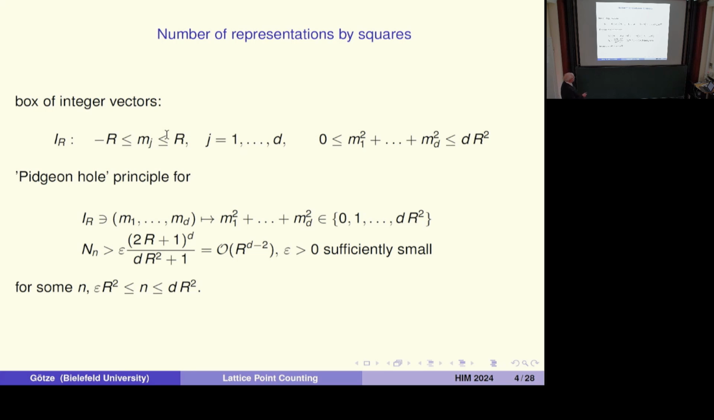So if you do this mapping, and it goes from 0 to d R squared, and you have (2R plus 1) to the power d lattice points in the cube, then one of those values in the range has got to catch R to the d minus 2, namely this quotient of values. So there is a lower bound in the discrepancy between volume and count of this order, at least, at some R. That is unavoidable.